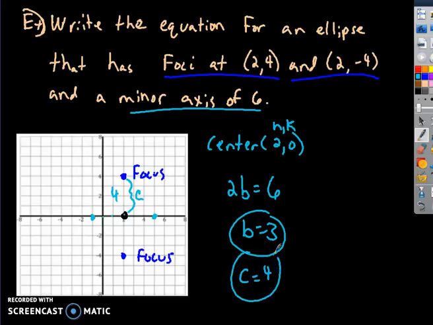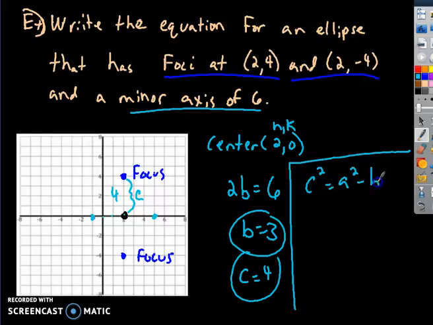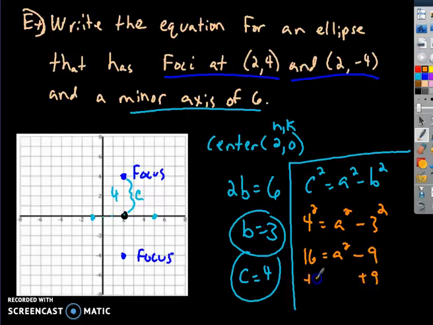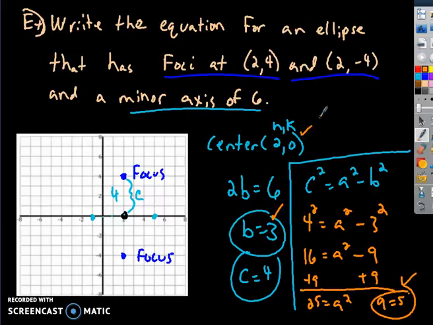All right, so I know the formula says c squared equals a squared subtract b squared. So 4 squared equals, I don't know a, but I do know b is 3. So 16 equals a squared subtract 9. Add 9, 25 equals a squared. So I know a has to be 5. So I know a, I know b, and I know my center. So I know enough to write the equation for this ellipse.